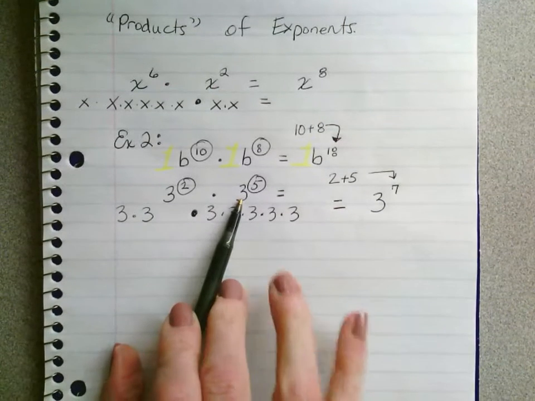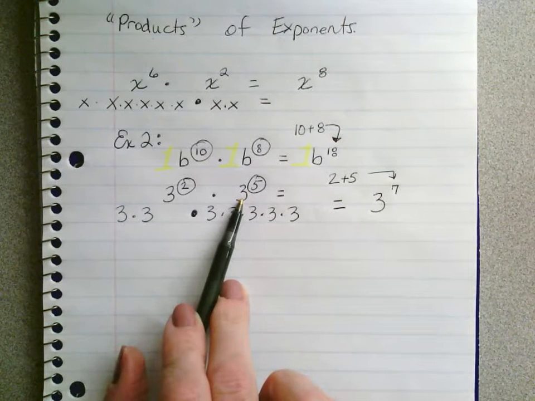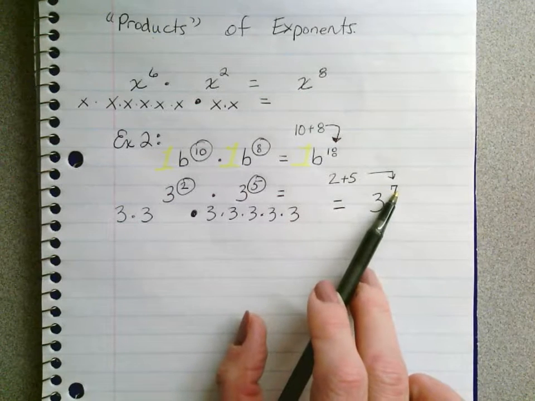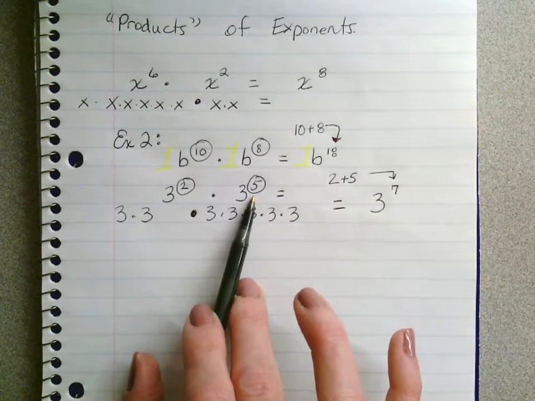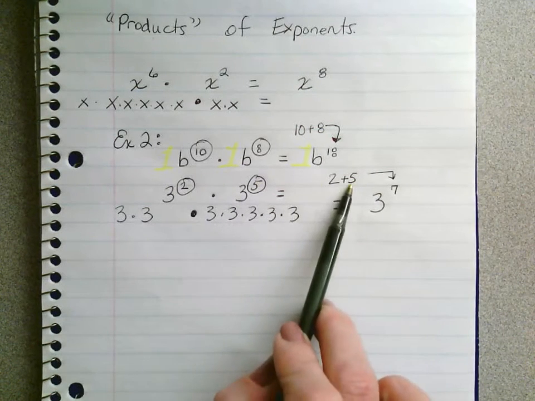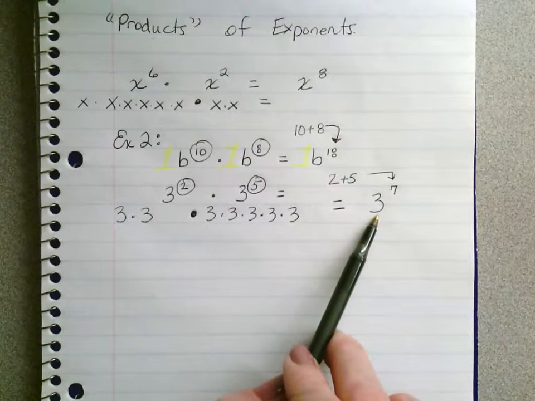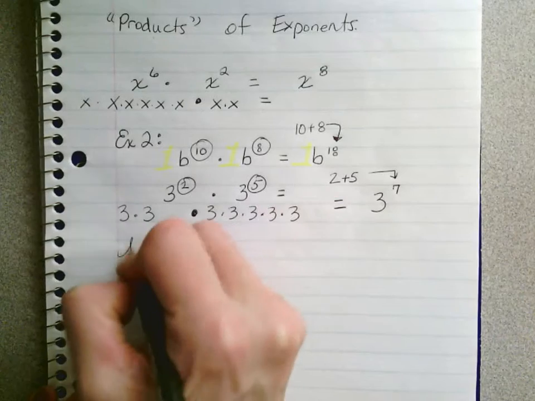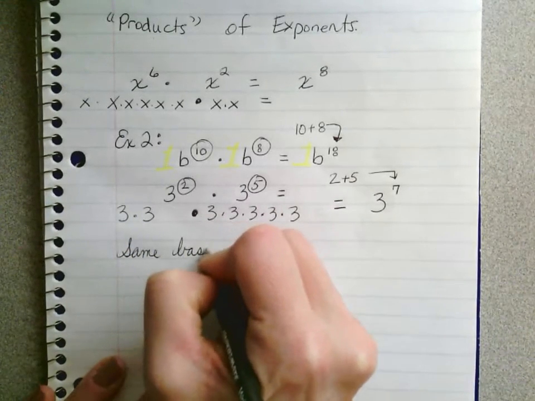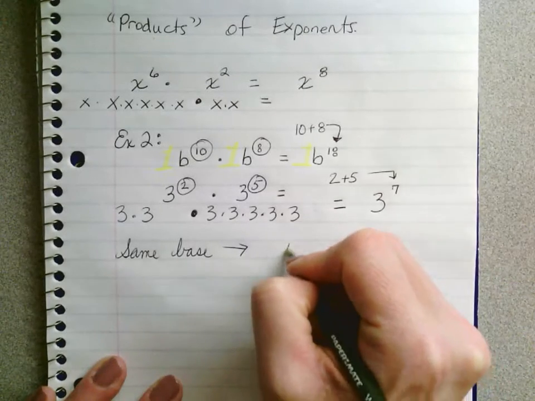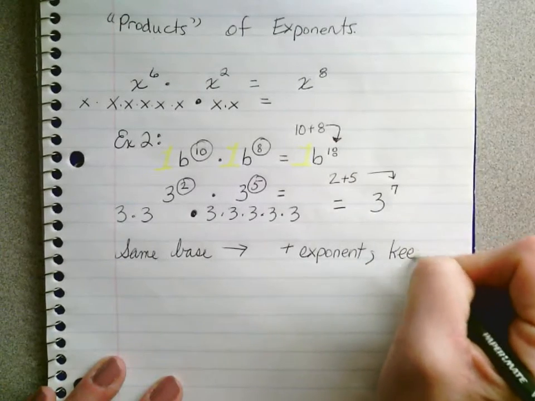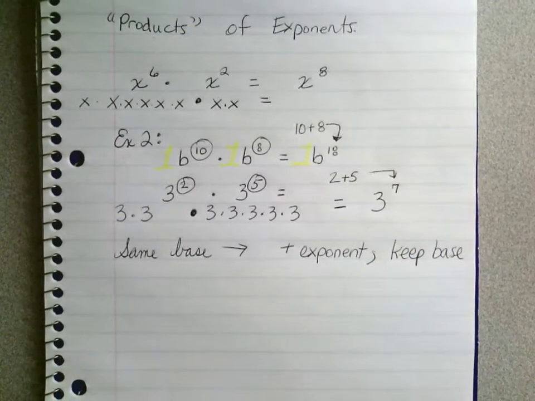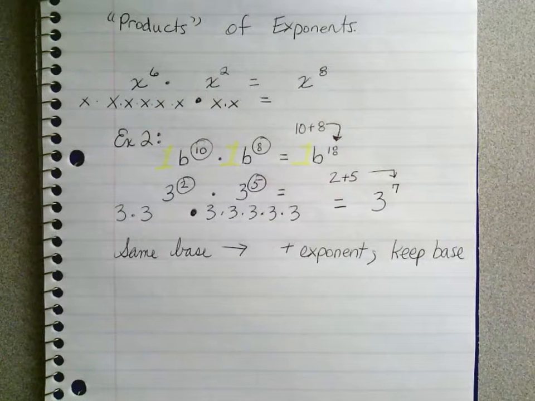Okay? So when you have the same bases being multiplied, simply combine the exponents, keep the base. Same bases being multiplied, combine the exponents, keep the base. Okay? So, same base, you add together the exponents, but keep the base. Where it starts to get a little tricky, however, is when you end up with different bases, and I'll show you an example of that really quick as well.